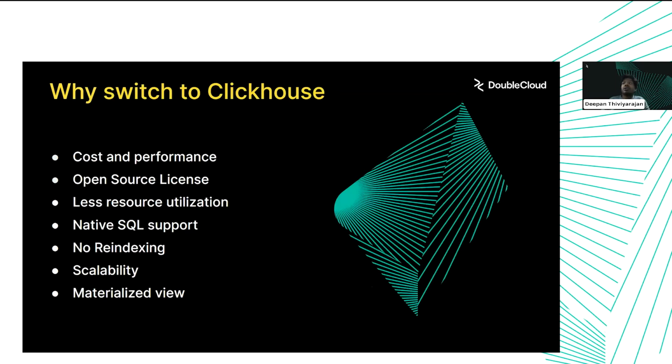So why do we switch to ClickHouse? As I mentioned, ClickHouse is impressive for its query performance and ability to handle large data sets. The second point is the open source license. There's no vendor lock-in, and even with DoubleCloud managed ClickHouse, we don't lock you into a specific proprietary technology of ClickHouse. We still use an open source flavor of ClickHouse and provide it as a managed service. It also utilizes fewer computation resources because of its heavy compression and features like skipping indexes.